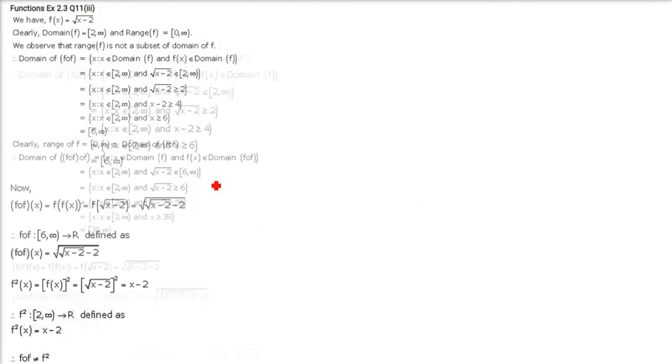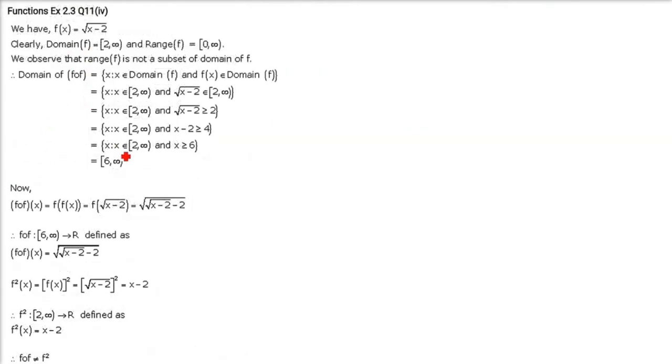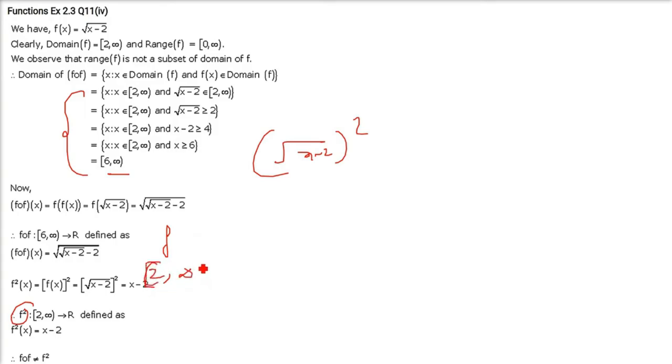The next will be f square. It has no problem. We will deal with 2 to infinity, because the domain of f is 2 to infinity. So we just have to square this. Under root x minus 2 whole square is going to be x minus 2. So FOF is not equal to f square. This is what we have to finalize.